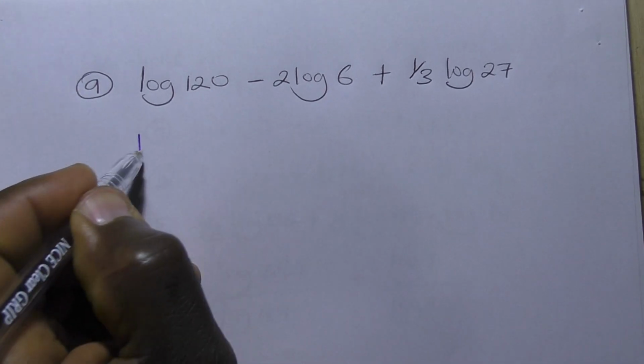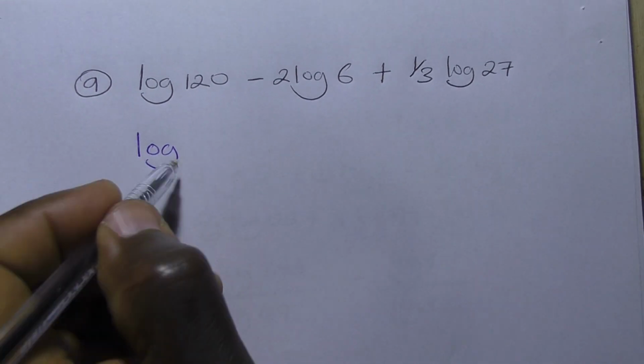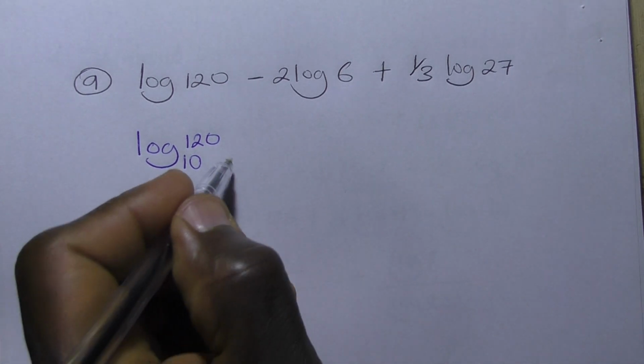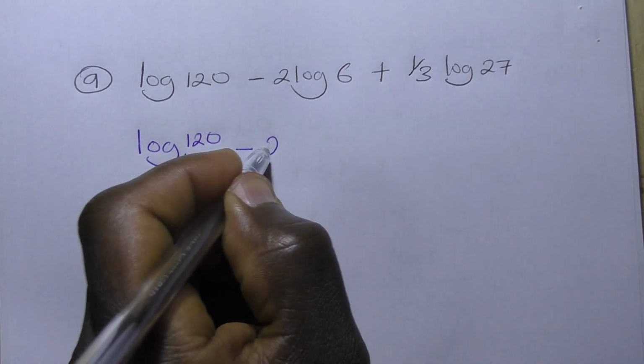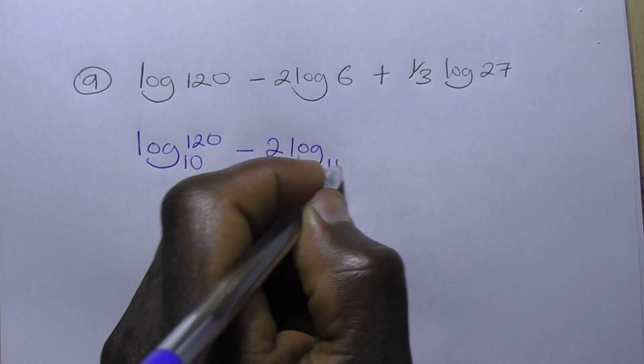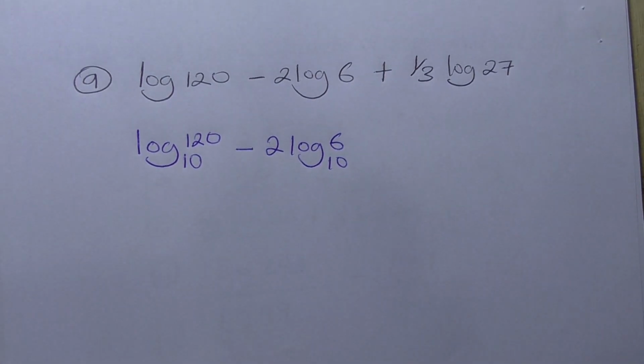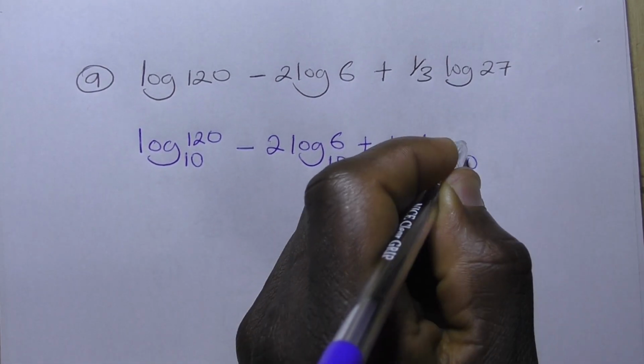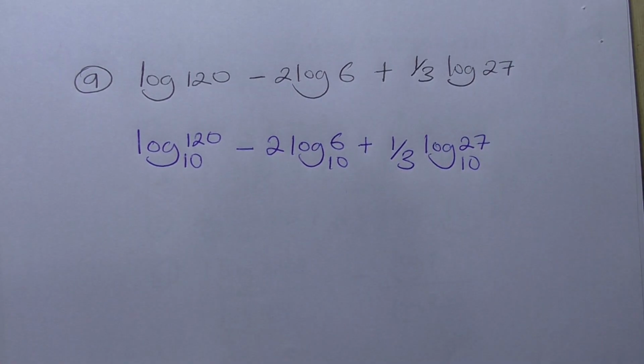We write log base 10 power 120 minus 2 log base 10 power 6 plus a third log base 10 power 27. After including bases in our logarithms, we now evaluate.